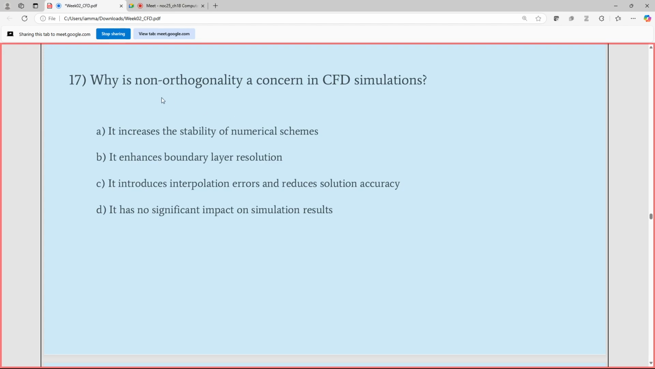Next question: why is non-orthogonality a concern in CFD simulations? What is the impact of non-orthogonality in CFD simulations? Option A: it increases the stability of numerical schemes. Option B: it enhances boundary layer resolution. Option C: it introduces interpolation errors and reduces solution accuracy. Option D: it has no significant impact on simulation results.